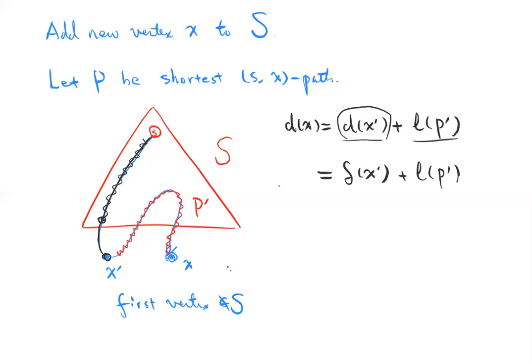All right. Now here is the reason why Dijkstra's algorithm works correctly: because all edge weights are non-negative. So we know the length of this part is non-negative. This part may be 0, but it's non-negative. So that means this one is at least delta x prime.